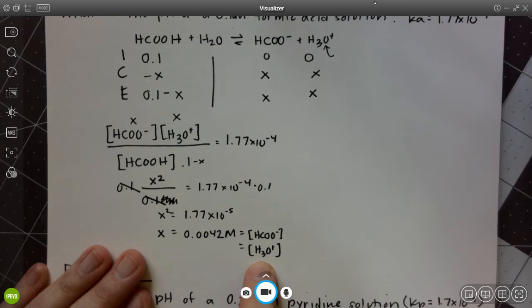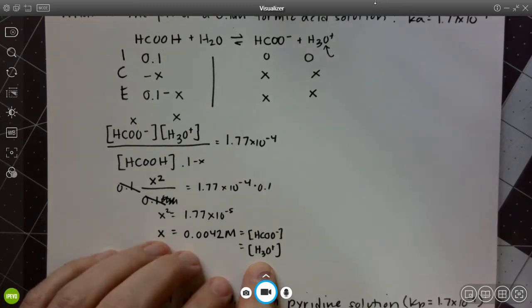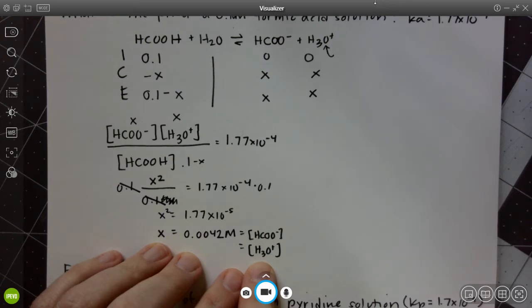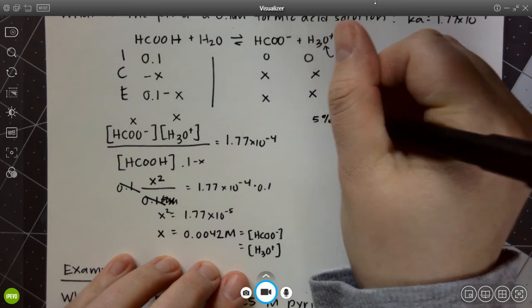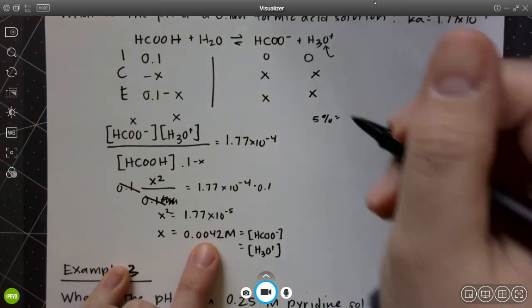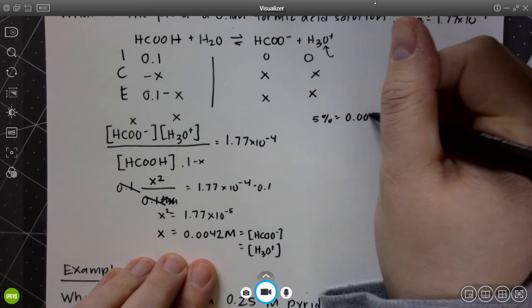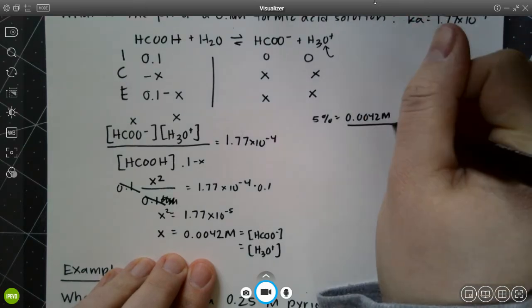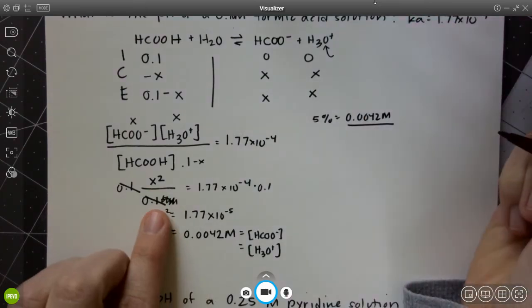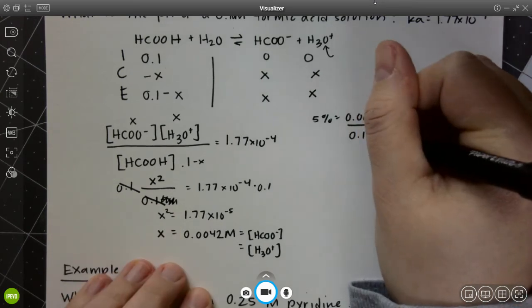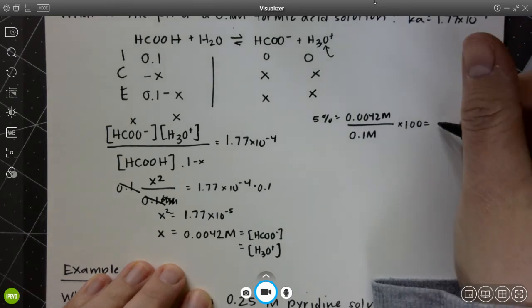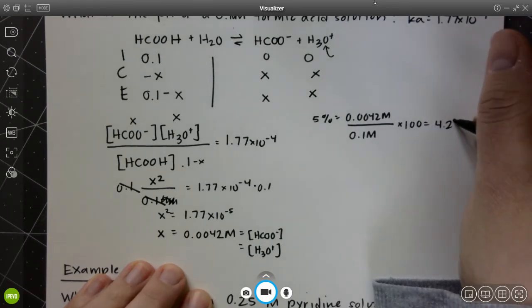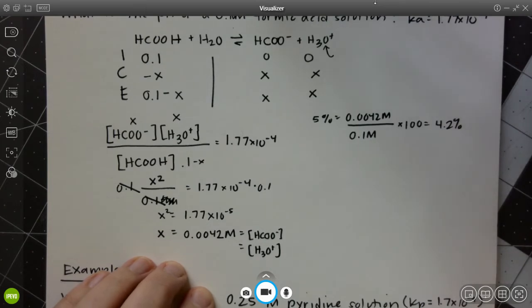What I want to do before we get into calculating our pH is check that 5% rule, because we've got to make sure that this X here could magically disappear. So to check the 5% rule, I'm going to take my X value, which is 0.0042 molar, and divide it by my original concentration, which was 0.1. Multiply that by 100, and you end up getting a percent that is 4.2%. So it's within that allowable range, so I can drop that X and it's not the end of the world.